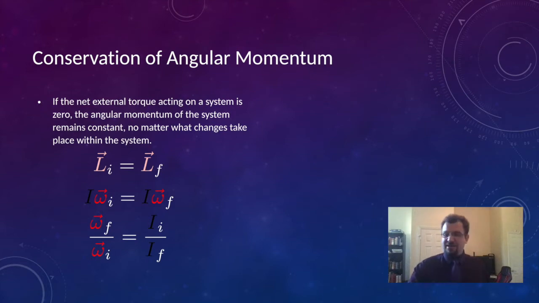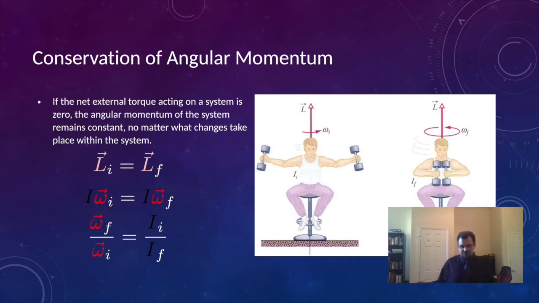So how do we do that? What does this look like? And this is a prime example that we would do in class: sitting on a rotating stool, we could stick a weight in both hands, and as you pull that in, that's going to change your moment of inertia.